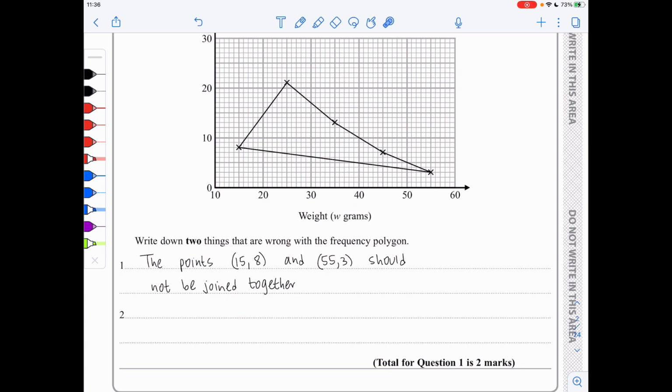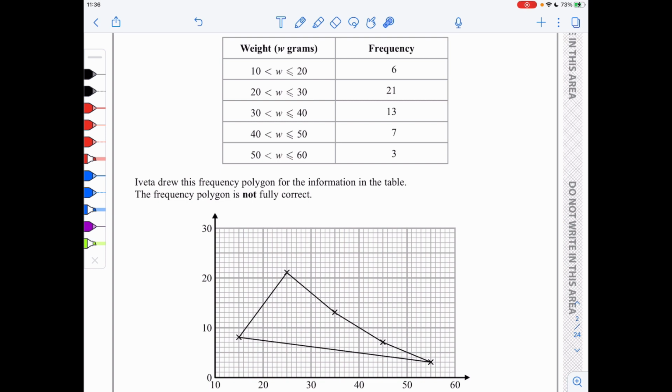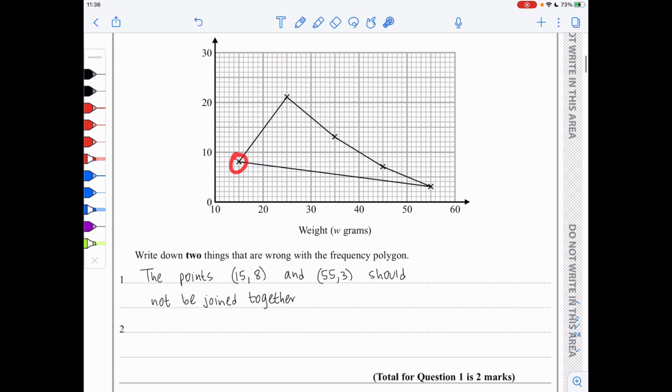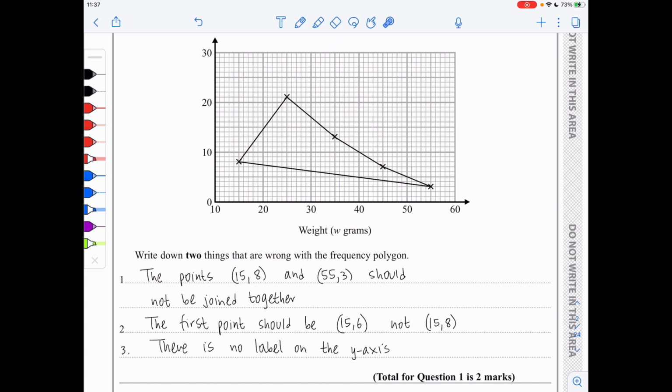A second thing that we can note is that the point here has been drawn wrongly. It should have been (15, 6) and it's actually at (15, 8). So we could say that the first point should be (15, 6), not (15, 8). And actually there's a third point we could raise, and that is that the vertical axis has not been labeled. So we can also mention this.